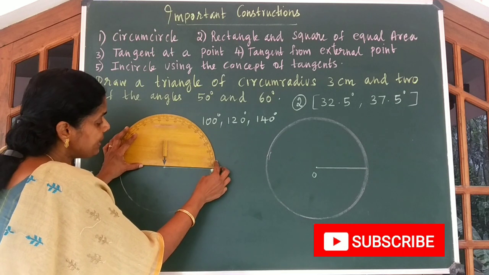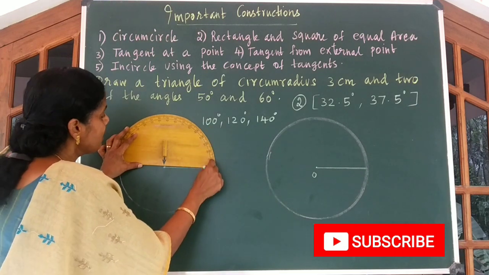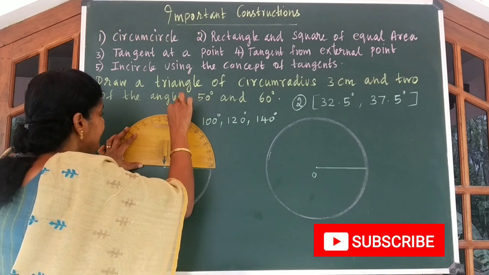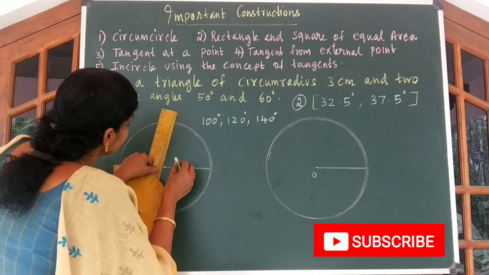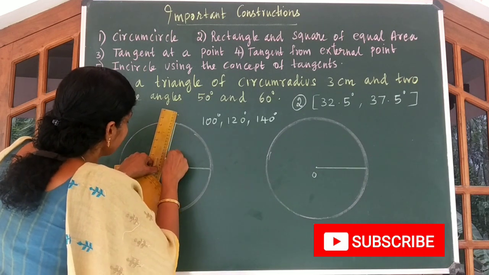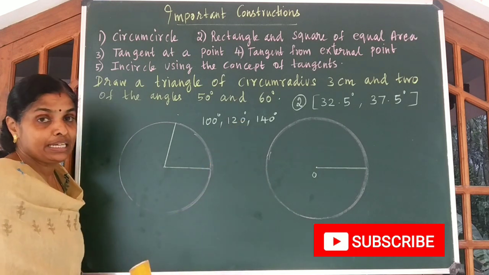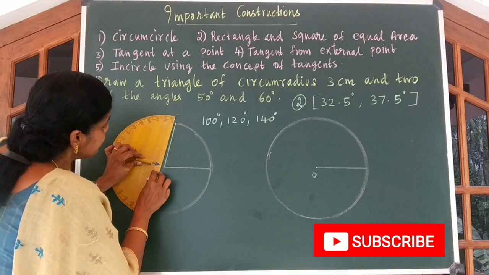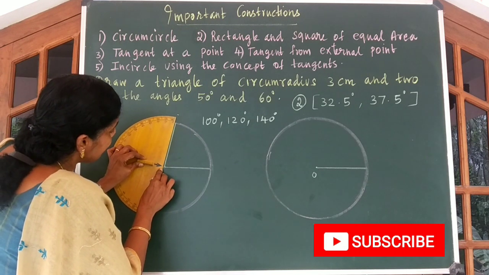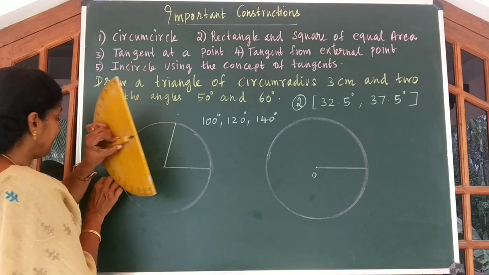So keep your protractor on this radius and measure 100 degree. So you have 100 degree here. Join it using a scale. Now measure 120 degree and join it again. Keep your protractor on this line on the radius and measure 120 degree. So you get 120 degree.